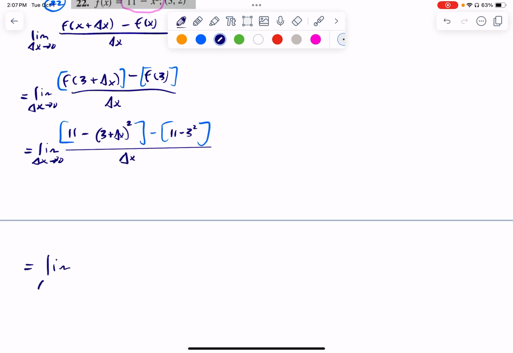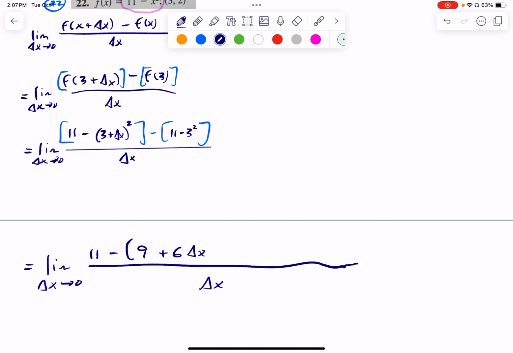So I keep writing everything at every step. Even if it's cumbersome, just do it. You will forget sometimes. So if I FOIL that out, I get 9 plus 6 delta x plus delta x squared. If I distribute this negative, it's negative 11 plus 9, which is what I got from 3 squared.